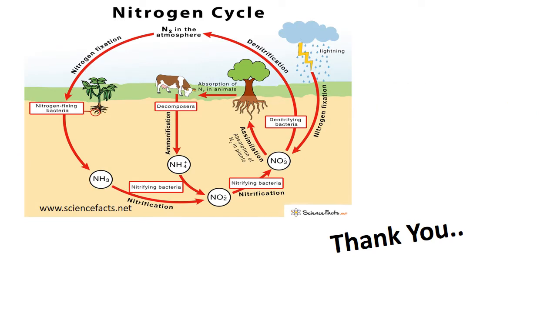So, we were discussing about nitrogen cycle. There are several processes involved in nitrogen cycle such as nitrification, nitrogen fixation, denitrification, nitrate reduction, nitrogen assimilation and ammonification.